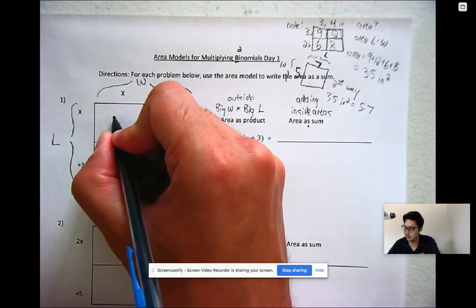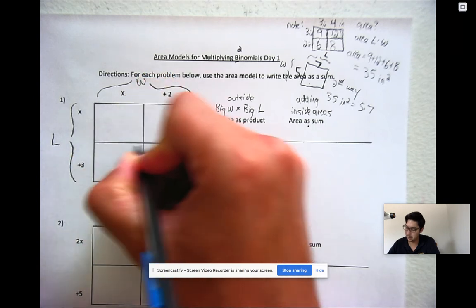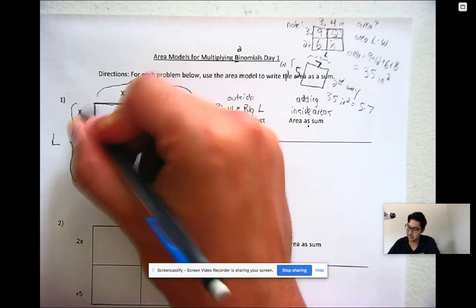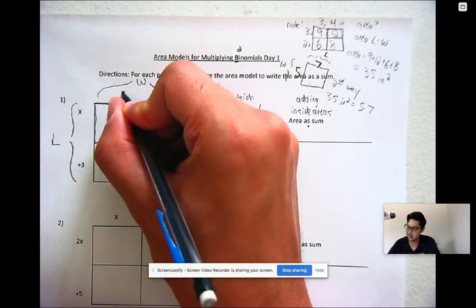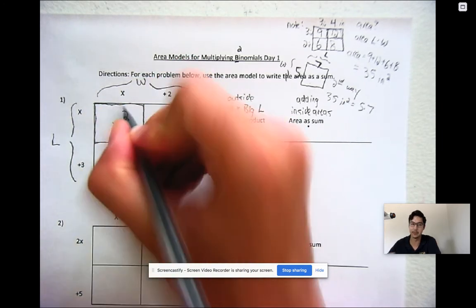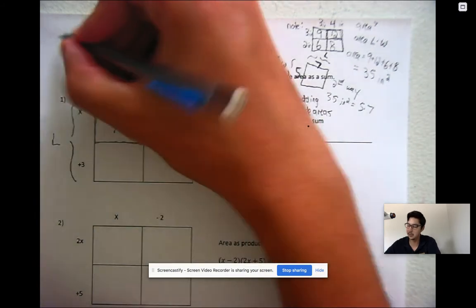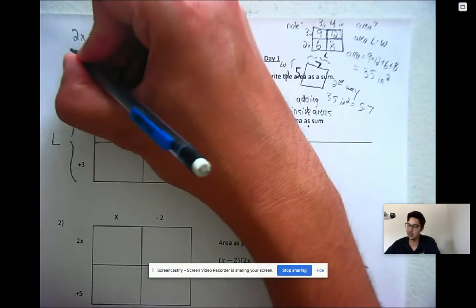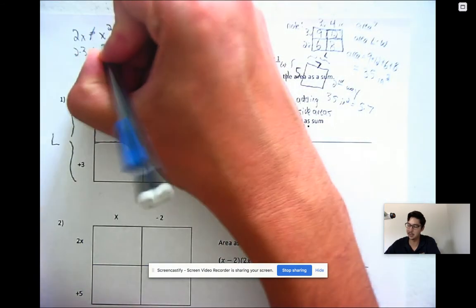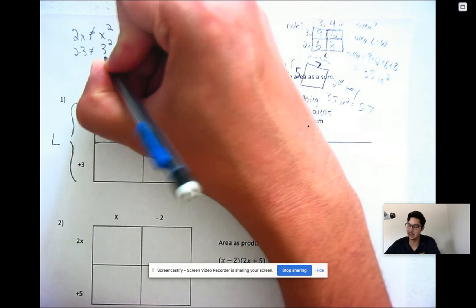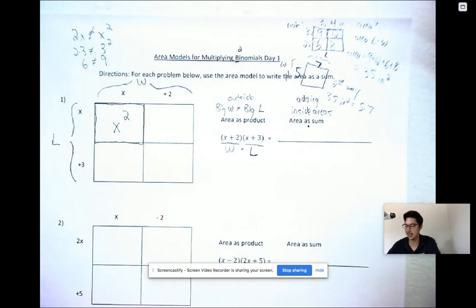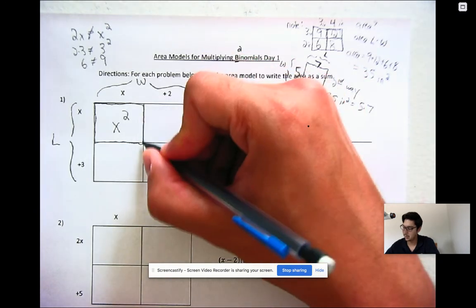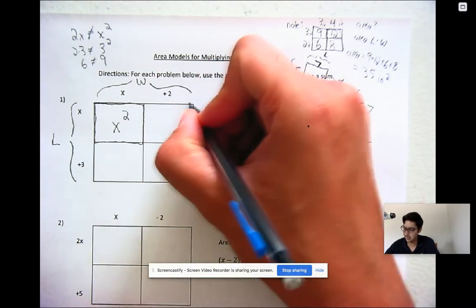So this first one, what's the length and width of this rectangle in the top left? Well, it's x times x. And x times x is x squared. Careful, it is not 2x. 2x is not the same thing as x squared, right? With numbers, 2 times 3 is not the same thing as 3 squared, since that's 9. Okay. So that's x squared. Now we come to this rectangle. What's the length and width of this? Well, we know that the width is 2. What's the length?